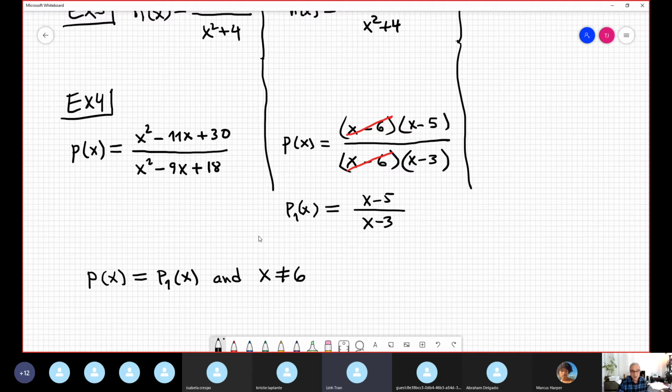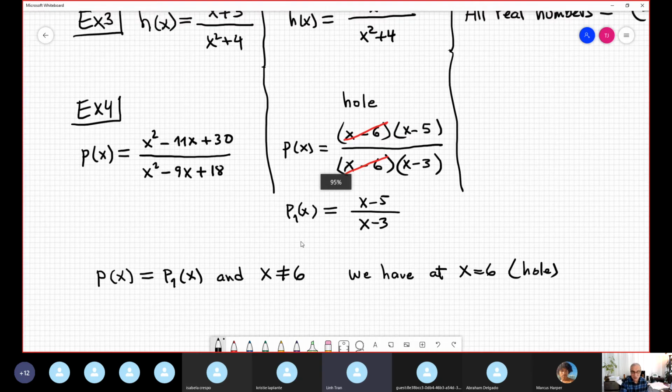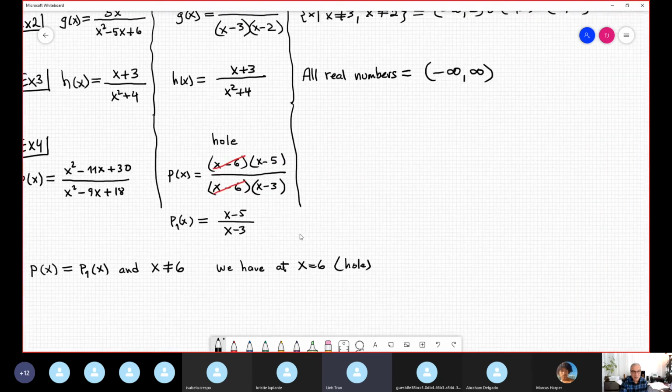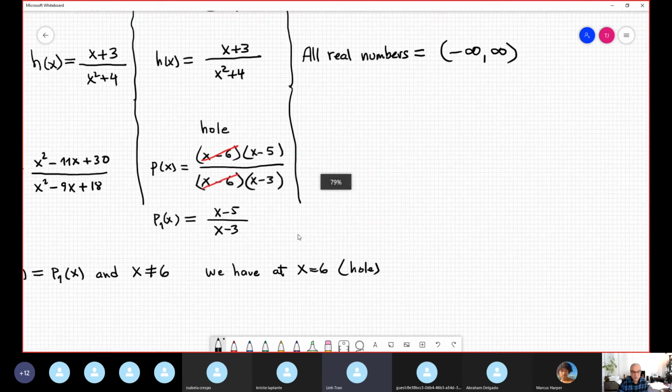Because at 6, the factor that gets canceled is considered a hole. So at x equals 6, we have a hole. Okay, a hole is different from the vertical asymptote. Because when you write the domain, look, let me write the last part. The domain is all real numbers such that x is not 6, comma, or 3, either way.